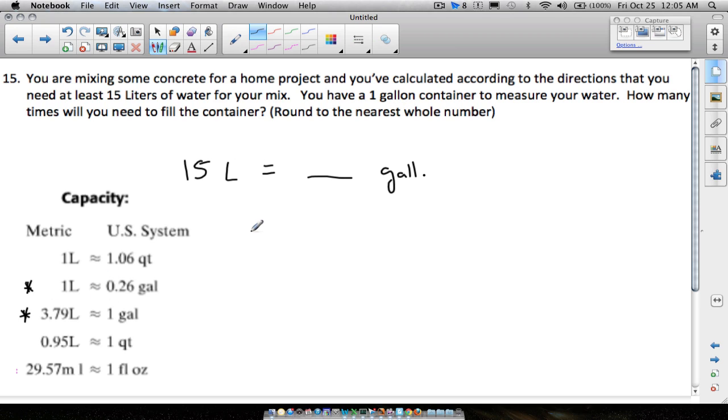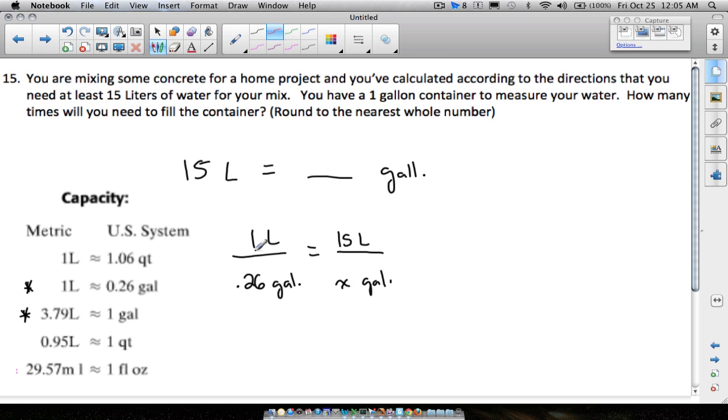Let's use this first one here. 1 liter is the same thing as 0.26 gallons. Now we're trying to figure out how many gallons, X gallons. I know I wrote 2 L's up there. I'm not the best with my abbreviations, but we got 15 liters. 1 liter is the same thing as 0.26 gallons. Well, how much is 15 liters? How many gallons of water will that be?